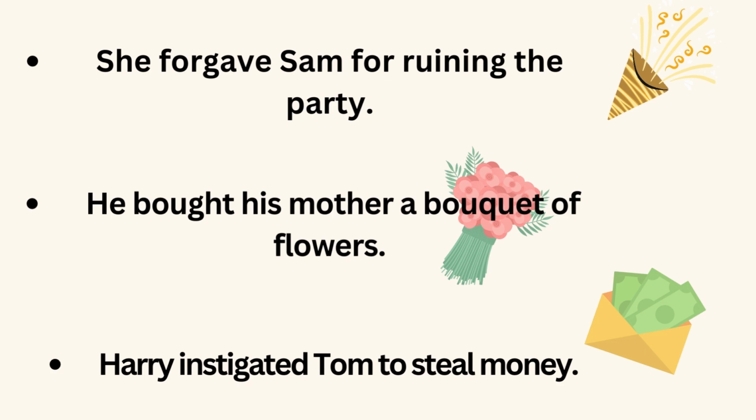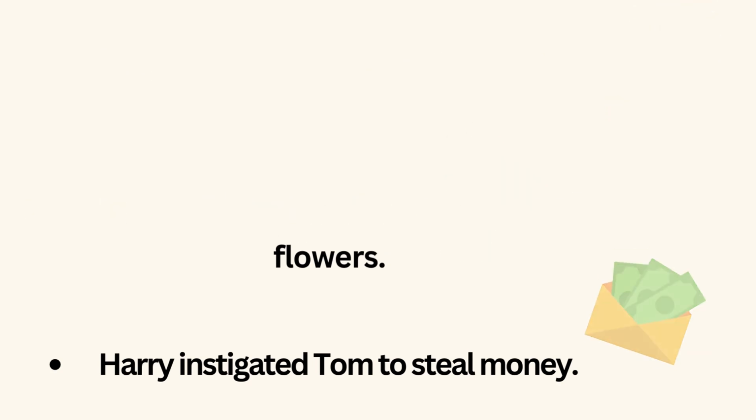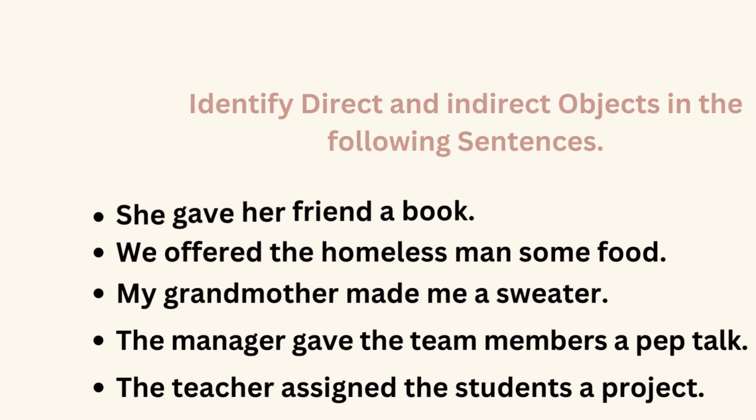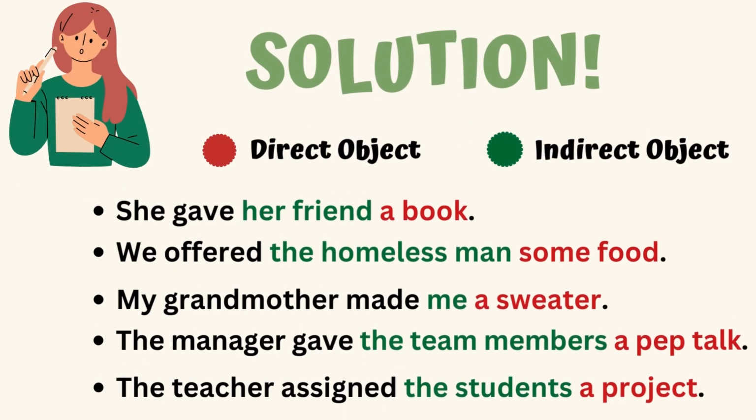I hope everything is clear to you, but still if there are questions, you just have to attempt another checkpoint for this. Again, just grab your pen and paper and try to write down the direct and indirect object in all these five sentences, okay? So on the count of three, I will show you the solutions. So one, two, three. I hope that you have got them right again.